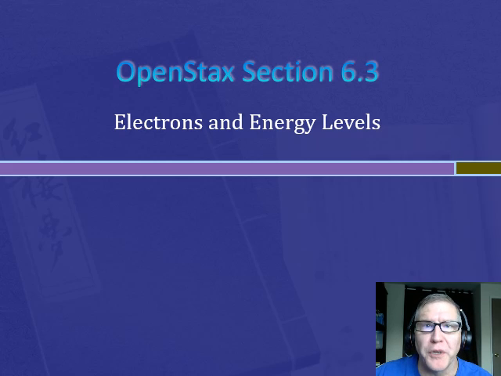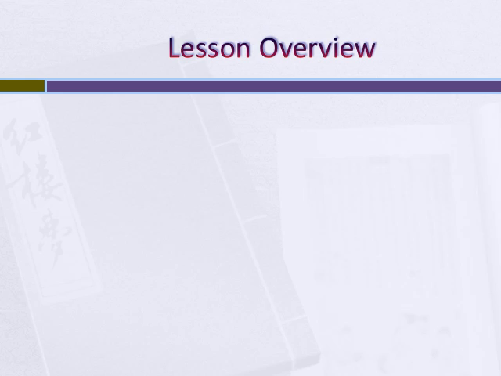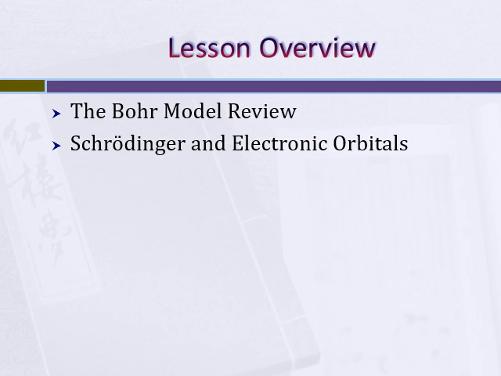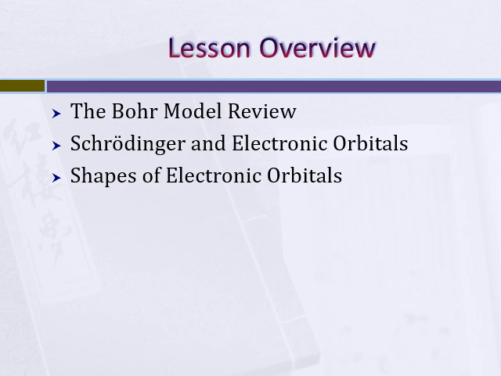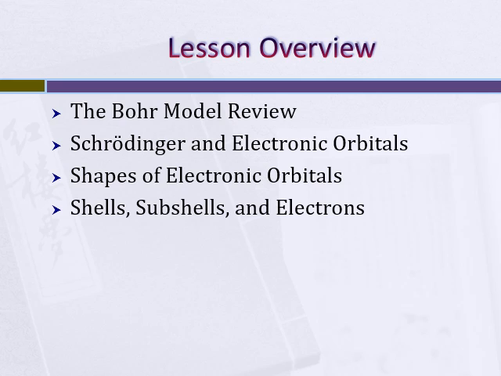In this lesson, we're going to talk about electrons and energy levels from OpenStax section 6.3. We'll talk about the Bohr model, review that a little bit, then go into the Schrödinger equation and how it relates to electronic orbitals. We'll discuss the shape of electronic orbitals, and finally shells, subshells, and electrons.